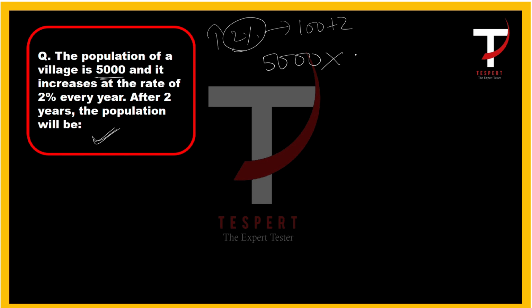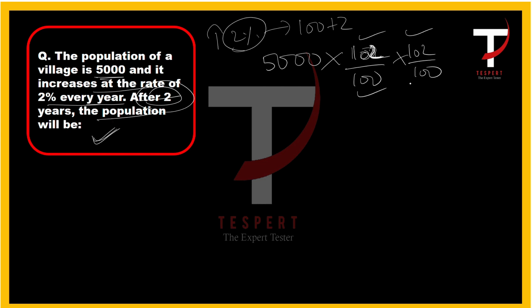So 100 plus 2, which is equal to 102. 102 by 100. For how many years? For 2 years, right? So it increases at the rate of 2% every year for 2 years, right? So 5000 into 102 by 100 into 102 by 100. This is for the first year, this is for the second year, and we must find the population after 2 years, right? So calculate, cancel all of them, and we will get 5 into 102 into 102. So the population after 2 years will be 5,202.